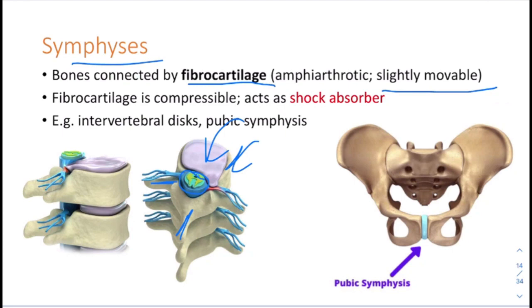So imagine you're doing push-ups on a pillow. The pillow sucks your energy. So you can think of the intervertebral disc like a pillow. It's a shock absorber. And then another example of a symphysis, or a fibrocartilage that connects bones, is the pubic symphysis, which connects the two pubic bones.